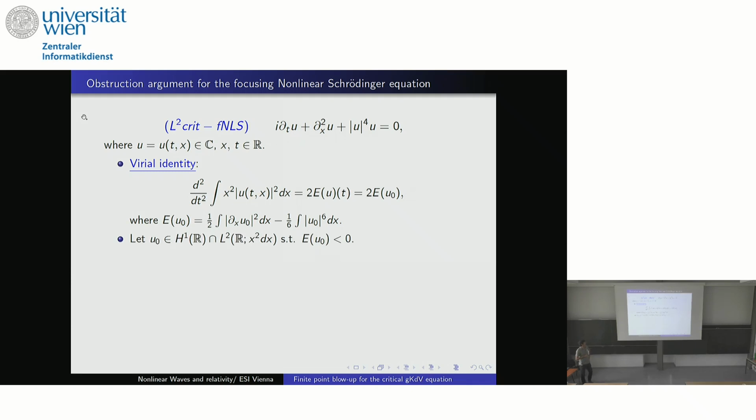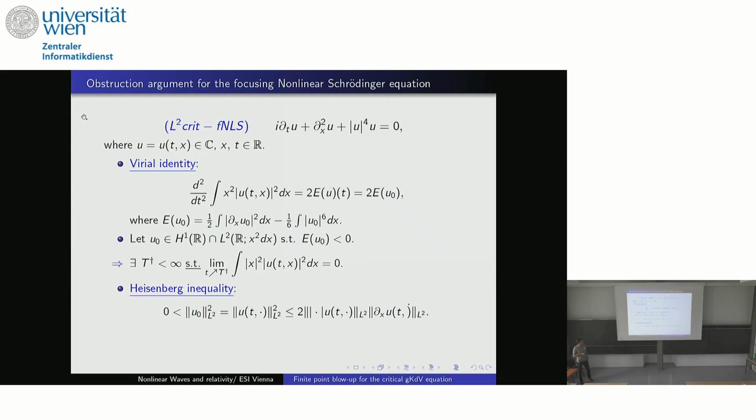So if you take an initial data which is in H1 and for which the momentum is well defined, and you choose it such that the energy is strictly negative, then you get a second order parabola which goes to minus infinity and plus infinity. So you know that at some time, let's call it T dagger, the momentum has to be zero.